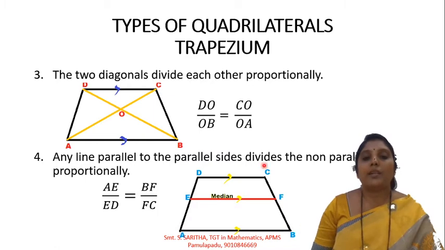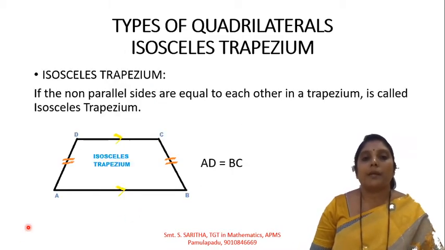Also, in a trapezium ABCD, we know that AB is parallel to CD. For these parallel sides, if you draw another line parallel to the given parallel sides, then that line is called the midline or median. A median is a line which is parallel to the given parallel sides. If you draw a median in a trapezium, it divides the non-parallel sides proportionally. That is, AE by ED is equal to BF by FC. This is about the trapezium.